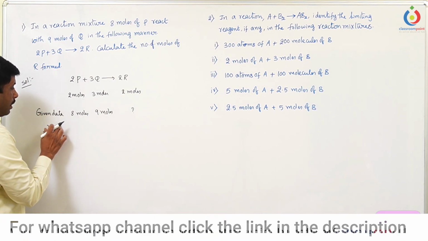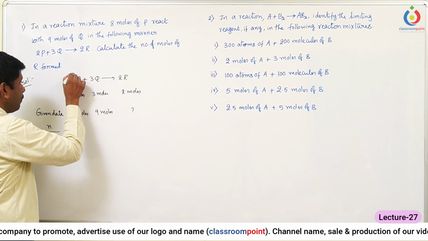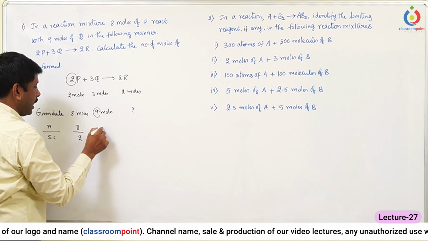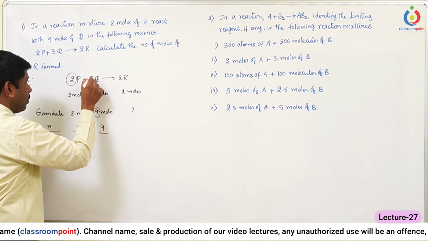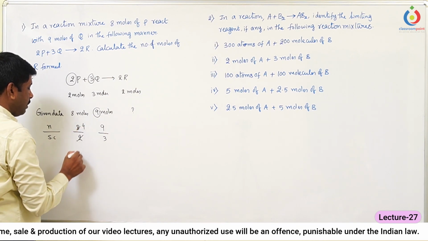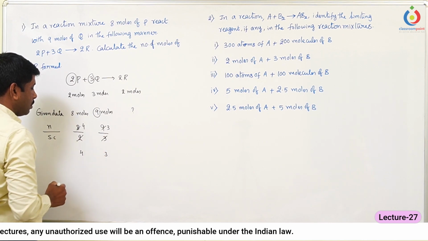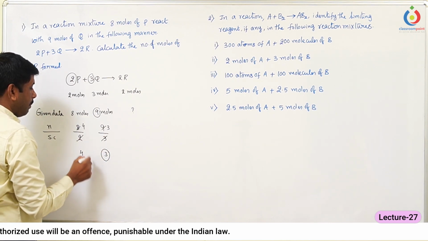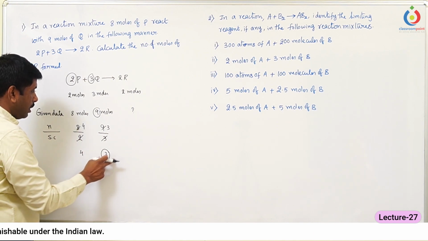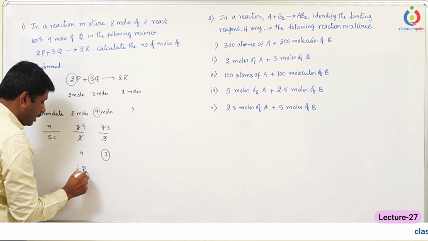So here the given number of moles is 8, divided by the stoichiometric coefficient 2. Here the given number of moles is 9 and the stoichiometric coefficient is 3. So it goes 4 times for P, and the ratio value for Q goes 3 times. That means the number of moles to stoichiometric coefficient value is less for Q. That's why the limiting reagent is Q.